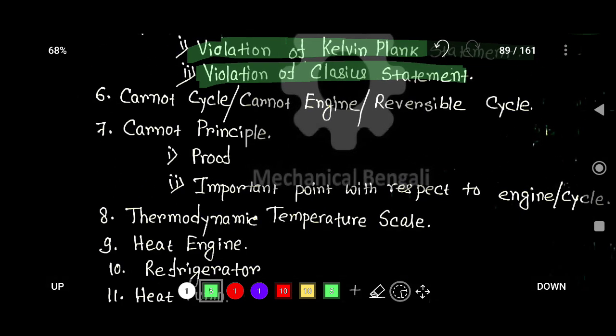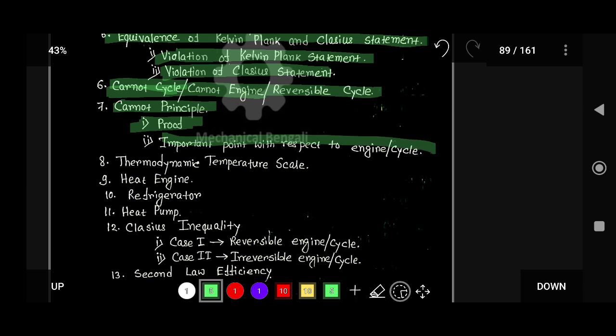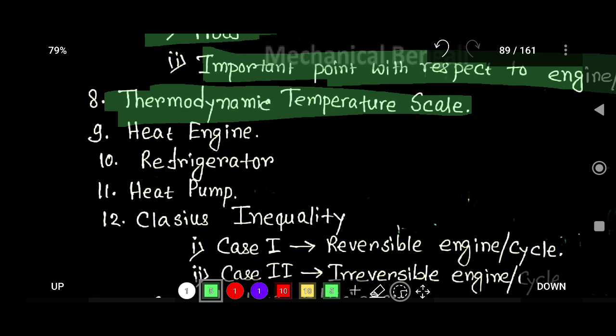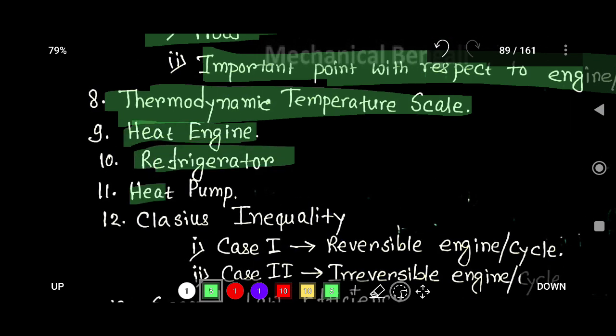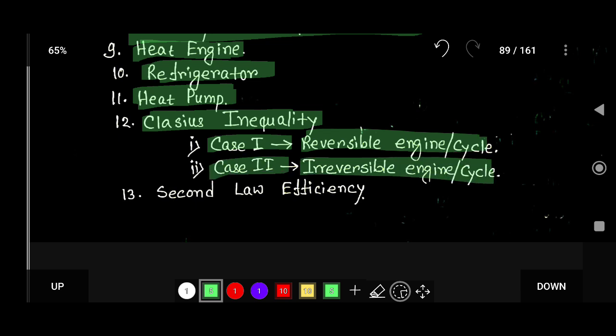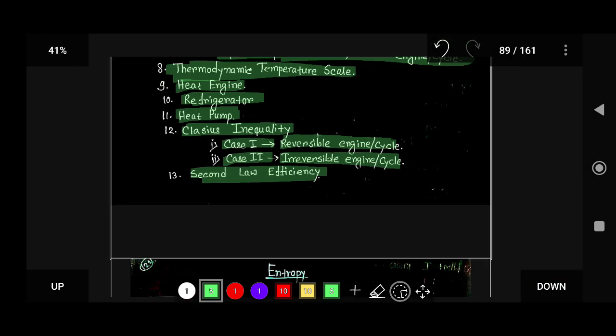After that we completed the Carnot cycle, Carnot engine or reversible engine, the Carnot principle and its proof, and important points with respect to cycle or engine. Now the thermodynamic temperature scale is also very important, and there are heat engine, refrigerator and heat pump concepts. In the last lecture we covered the Clausius inequality, for case 1 reversible cycle or engine and case 2 irreversible cycle or engine, and we completed the second law efficiency. So this is all about the second law of thermodynamics.